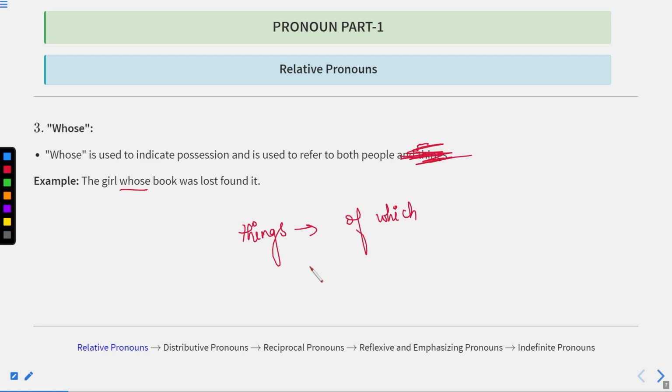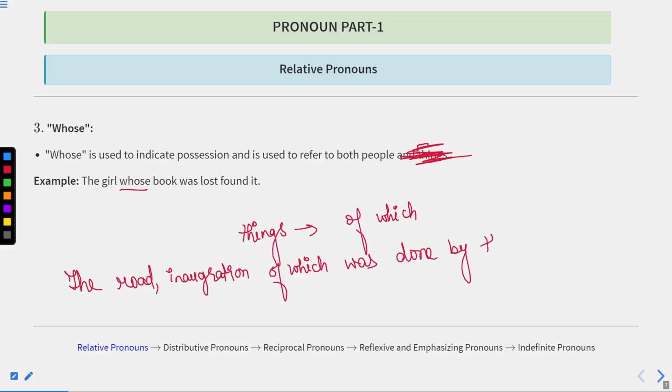For example, the road, the inauguration of which was done by the PM. Or suppose this is the road. This is the road, the inauguration of which was done by the PM. So in this manner, we can make this sentence.